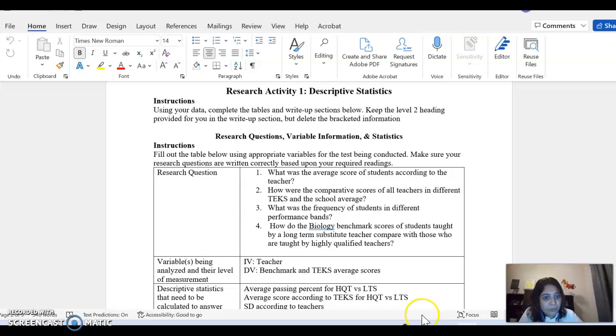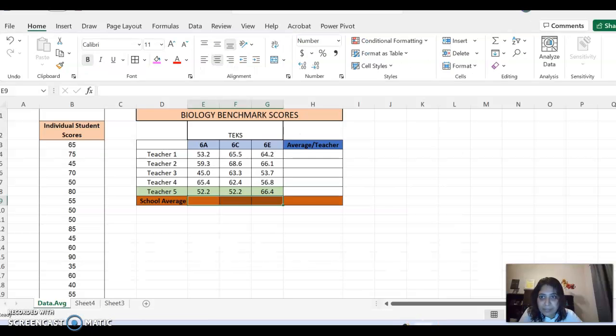Let me show you what kind of data I have with me. So looking at column B, there are individual student scores. There are 500 of them. And here is a table with biology benchmark scores distributed across three different TEKs, 6A, 6C, and 6E. Here are 5 teachers, 1, 2, 3, 4, 5.